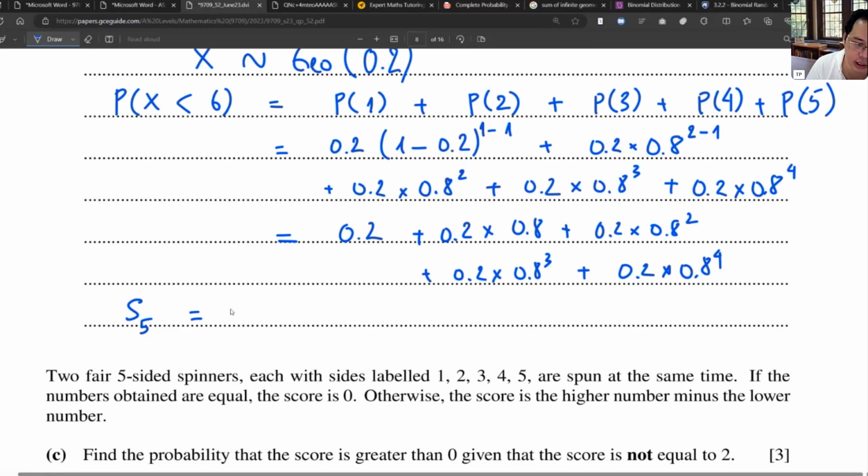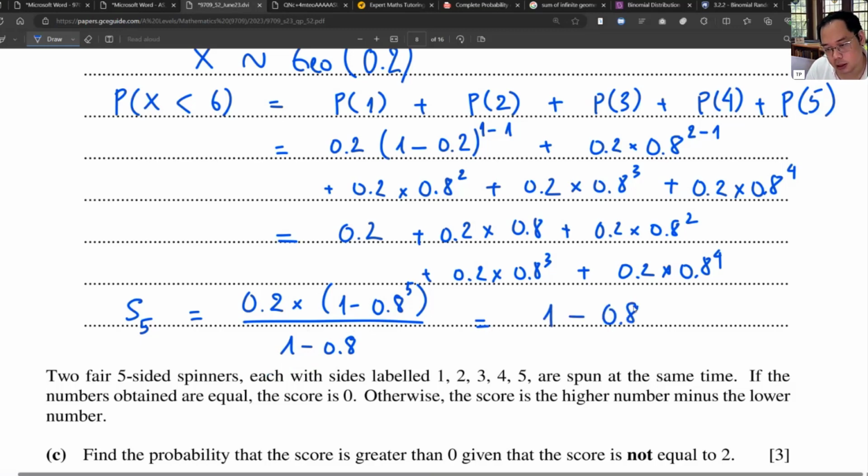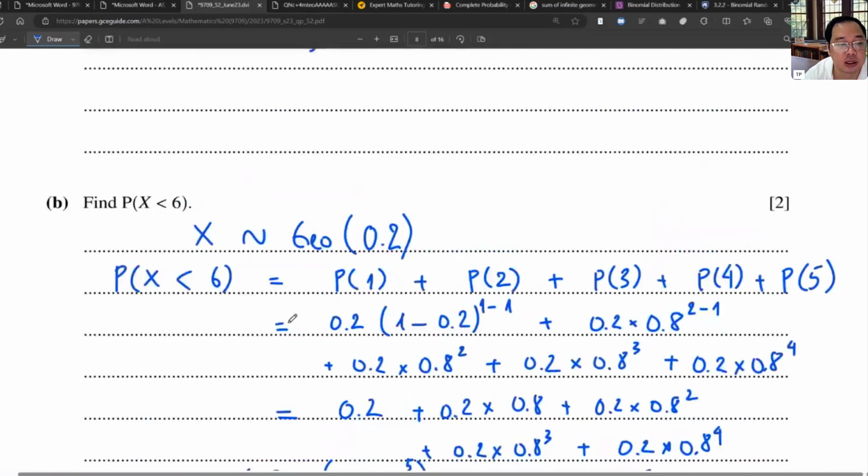Okay, using that formula, A, the first term is 0.2. The common ratio is 0.8. 1 minus 0.8 to the power N. The power N is 5. And then divide by 1 minus R, which is 0.8. So at the bottom, 1 minus 0.8 is 0.2, and we can simplify that with the top. Therefore the final answer is 1 minus 0.8 to the power 5. And lastly, we can calculate this value, 0.672. Okay, this is the solution for question B.